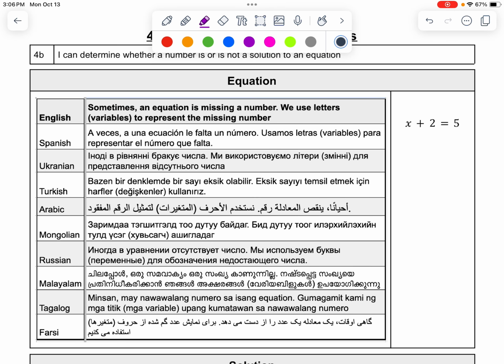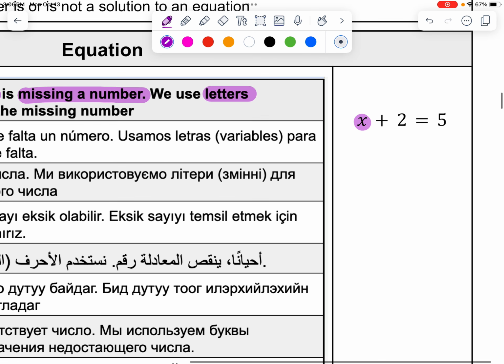Sometimes an equation is missing a number. We use letters to represent the missing number. In this case, x is the variable. It is the missing number.